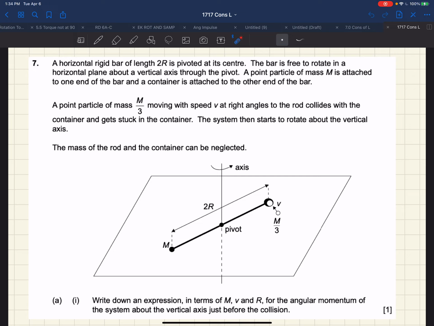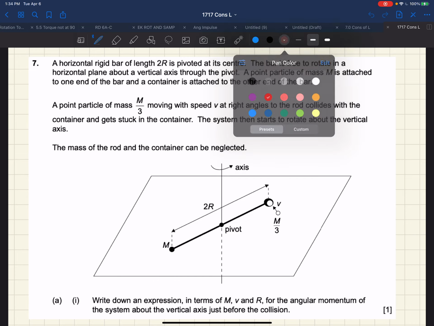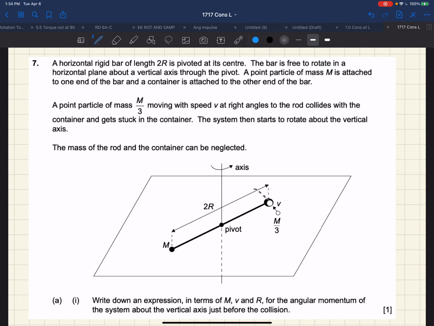Free to rotate in a horizontal plane, and that is this parallelogram we see here indicating a horizontal plane, which means then that it can travel in a circle like that. We are given this as the indicative direction, so that's a positive omega.